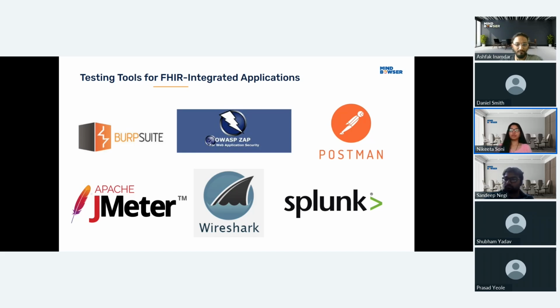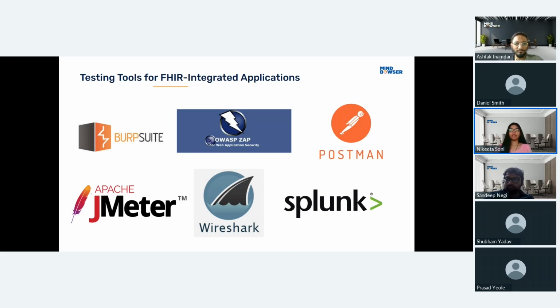Then we have Postman. It is like a messenger that sends and receives data requests, helping to ensure that the APIs which connect different system parts work correctly. Then we have Apache JMeter. This is basically a performance testing tool, which checks how well our application handles the traffic. It simulates multiple users accessing the system at once to ensure it can handle a high number of patients and healthcare professionals using it simultaneously.